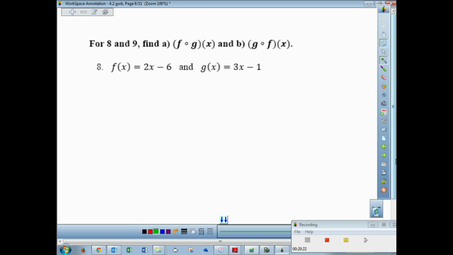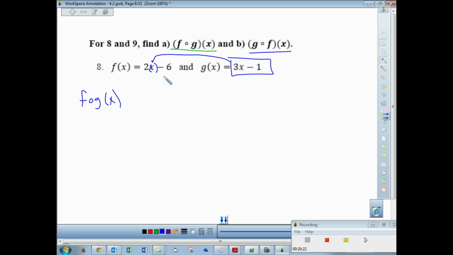Now, a little preview for next time. Let's find f of g of x, and then find g of f of x. So let's do our work shown like this. f of g of x. Who comes first? g. Let's put g into f. So this guy goes in for x into f. Y'all cool with that? So I would get 2 times 3x minus 1 minus 6.